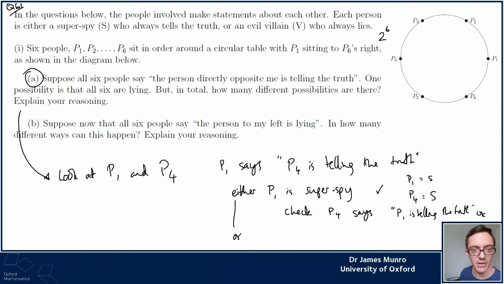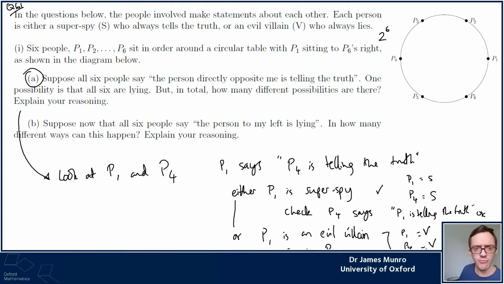So that's my either, or there's another possibility. P1 is an evil villain. In which case so is P4, because P1 says that P4 is telling the truth, but P1 is a villain and is lying. Okay, so P1 and P4 are both villains.